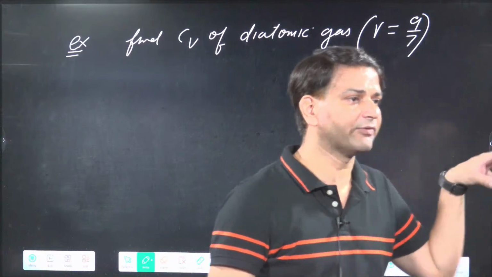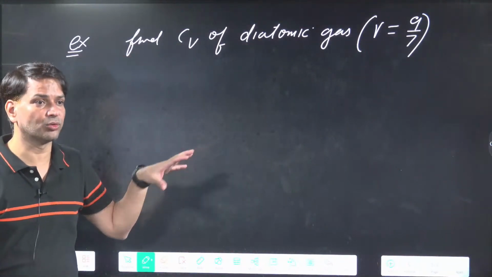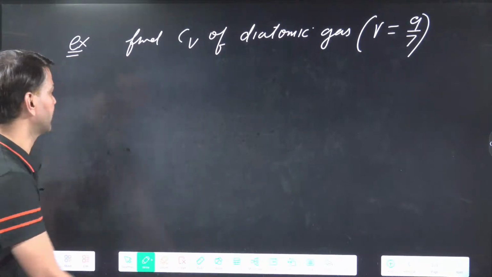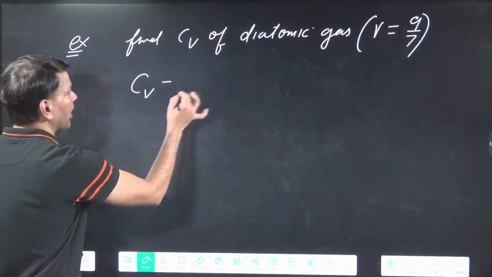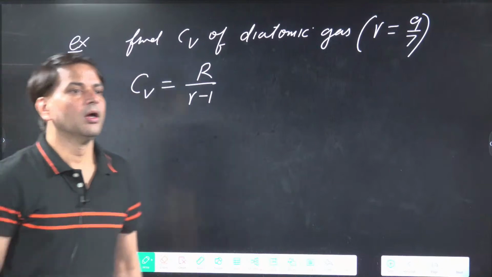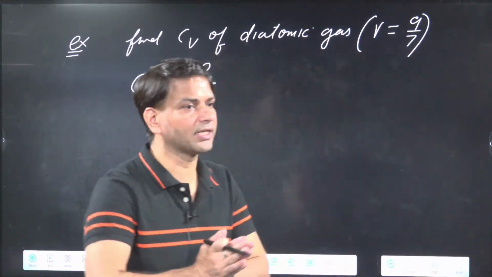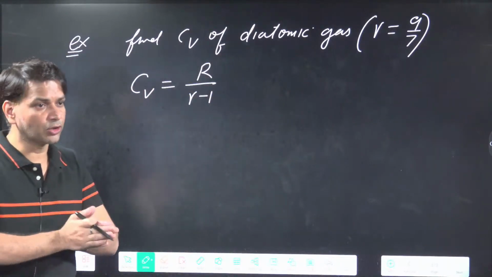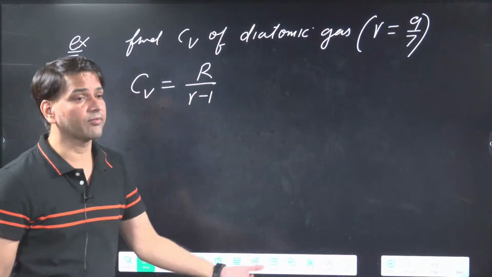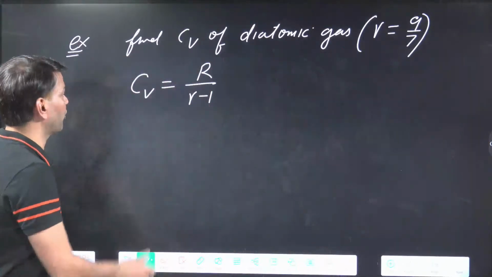So we will not write Cv as 5R by 2, which is the Cv for the diatomic gas ignoring vibration. We will use the given gamma. So Cv is equal to R upon gamma minus 1. Yes or no? What we marked up earlier was for ignoring the vibrational, but here they have given the gamma, which means we have to take that gamma.